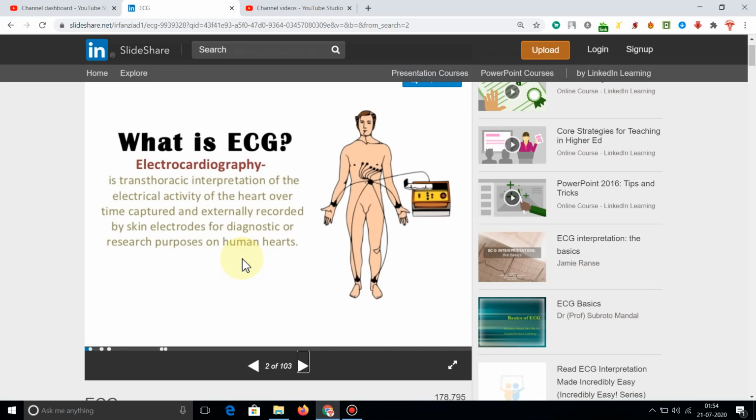ECG, electrocardiography, is the transthoracic interpretation of the electrical activity of the heart over time, captured and externally recorded by skin electrodes for diagnostic or research purposes on human hearts.